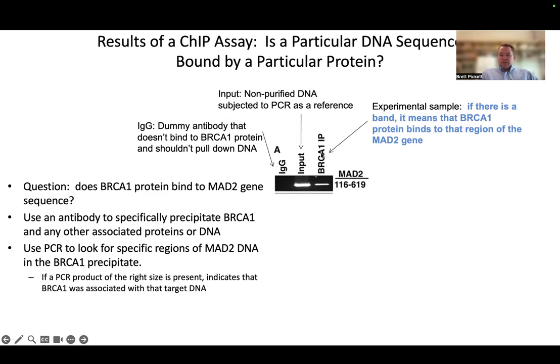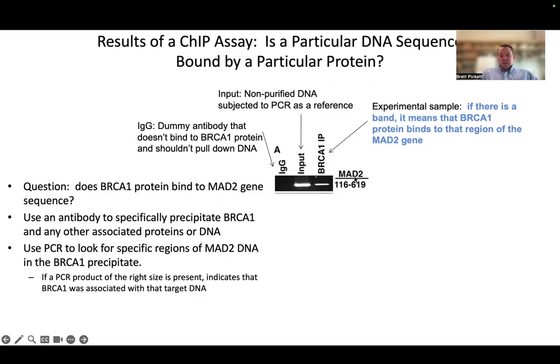Okay, so this is the experimental well and lane. What this is telling us is IP means immunoprecipitation, which means everything before it is going to be the name of the protein that we're trying to pull down out of the solution in the tube. In this case, the name of the protein is BRCA1, and we're trying to see, did BRCA1 immunoprecipitate this region of DNA? BRCA1 is a protein that plays a role in breast cancer in humans.